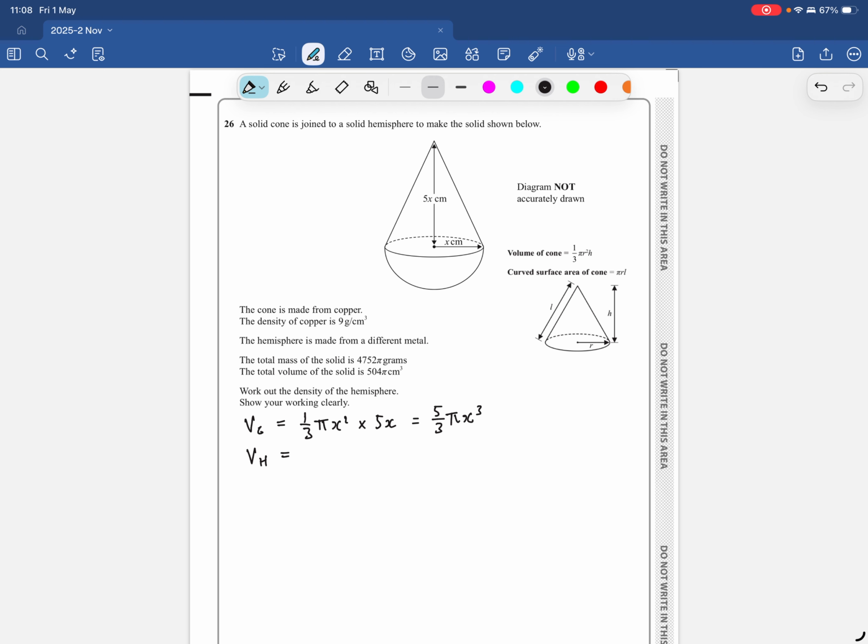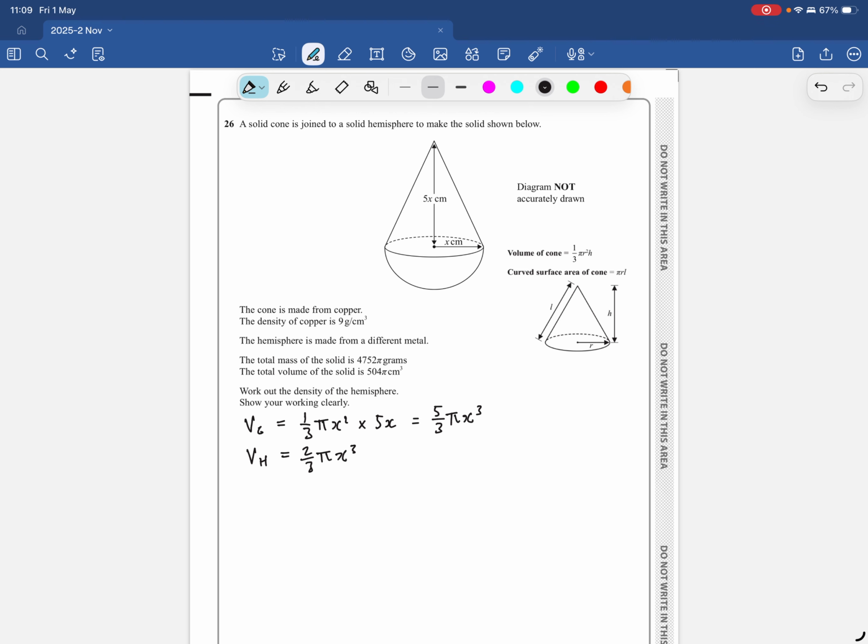Well, the volume of a sphere is 4/3 pi r cubed. That's on your formula sheet. We only want a hemisphere, so we want half of 4/3, which is 2/3 of pi r cubed, but r is x, so x cubed. So the volume of the cone's 5/3 pi x cubed, and the volume of the hemisphere is 2/3 pi x cubed. So there's a 5:2 ratio in terms of the volume of the cone and the volume of the hemisphere.